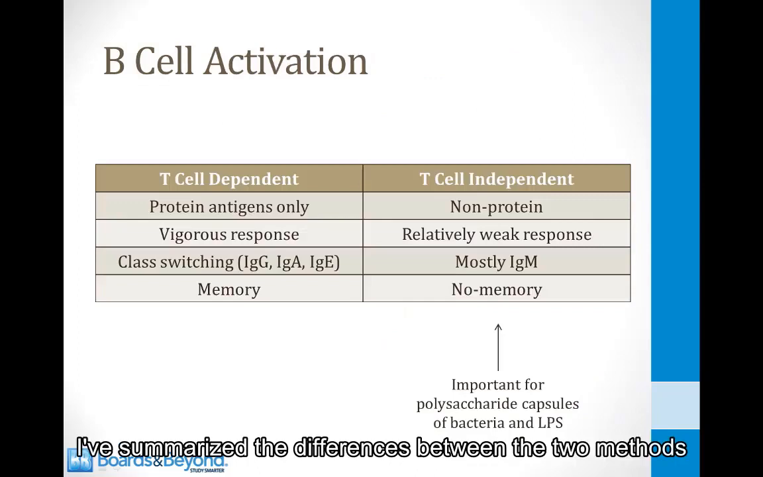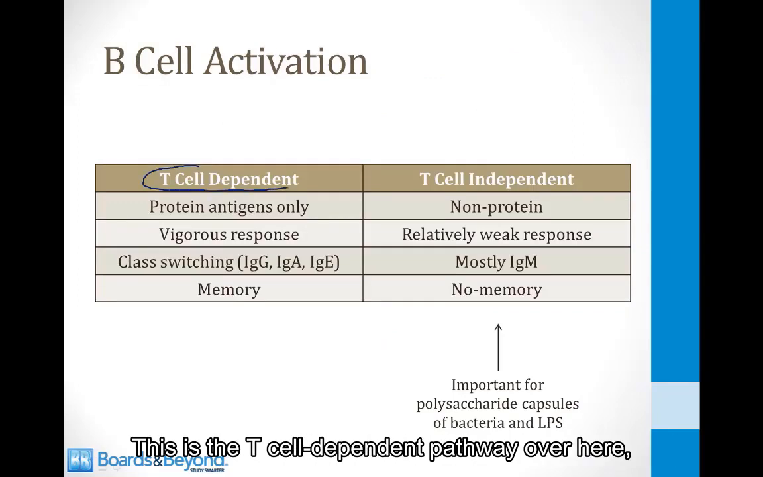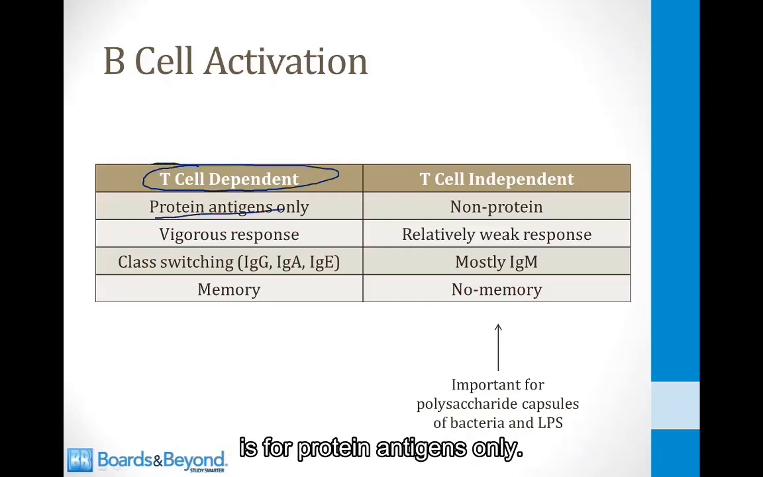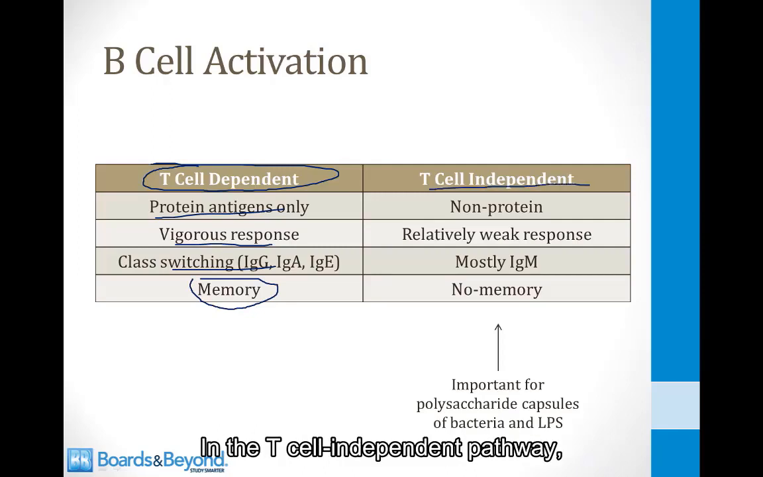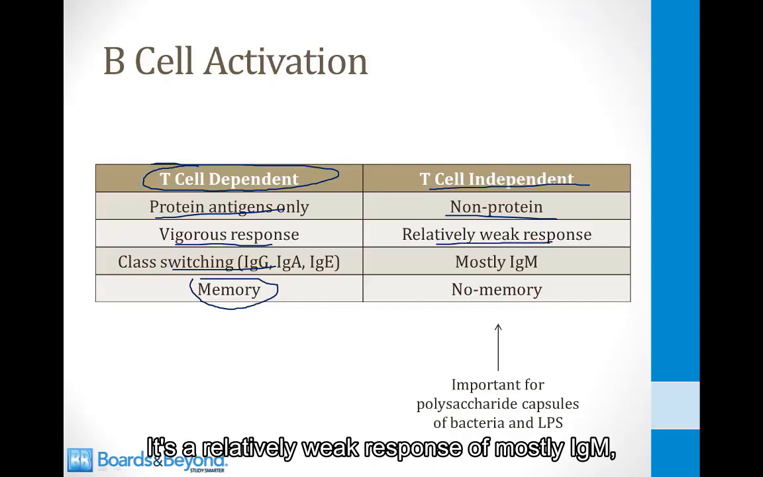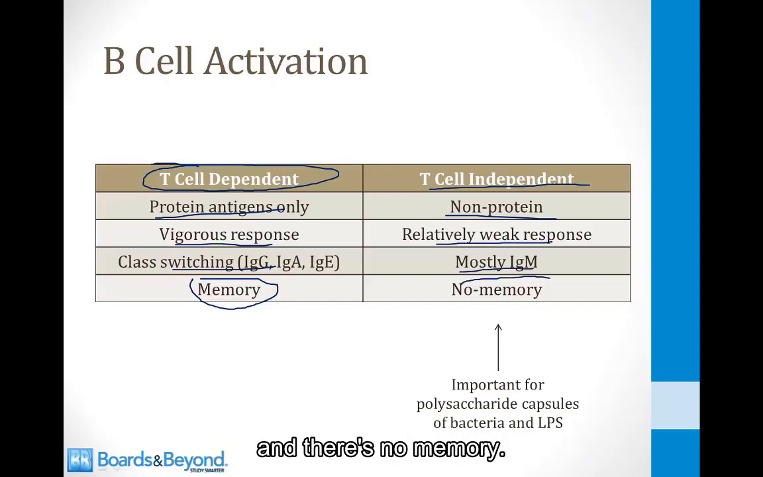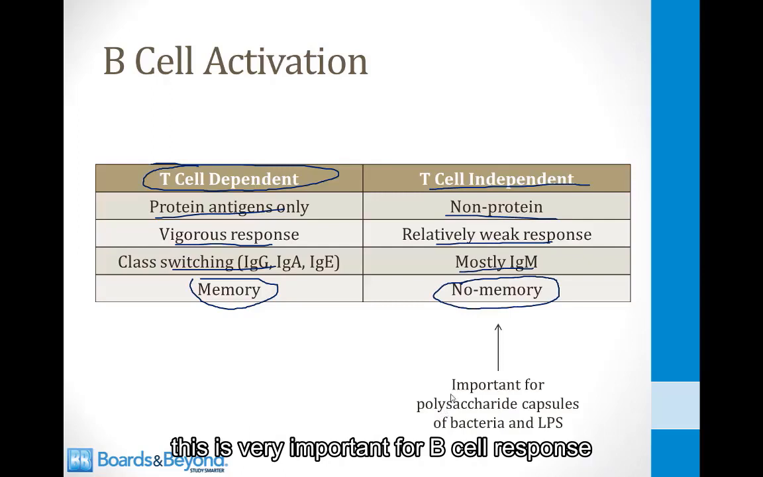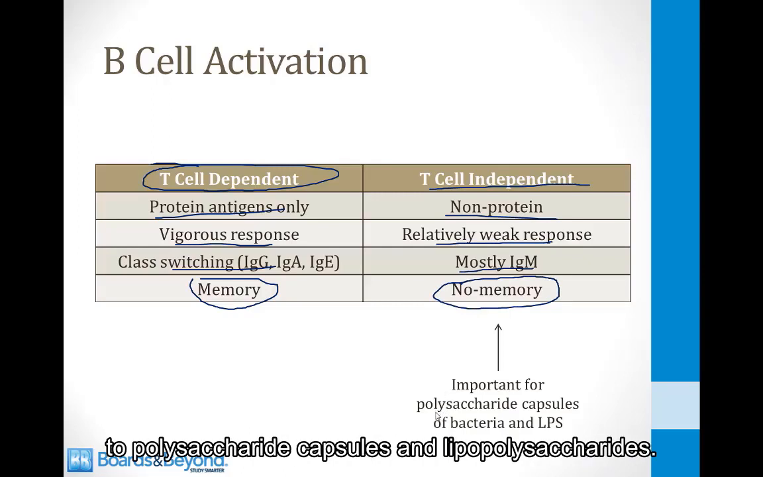So on this slide, I've summarized the differences between the two methods of B cell activation. This is the T cell dependent pathway over here. It's for protein antigens only. It generates a vigorous response. The B cells will easily class switch and make IgA and IgG and IgE, and there is memory produced. In the T cell independent pathway, B cells can react to non-protein antigens. It's a relatively weak response of mostly IgM, and there's no memory. And as I said before, this is very important for B cell response to polysaccharide capsules and lipopolysaccharides.